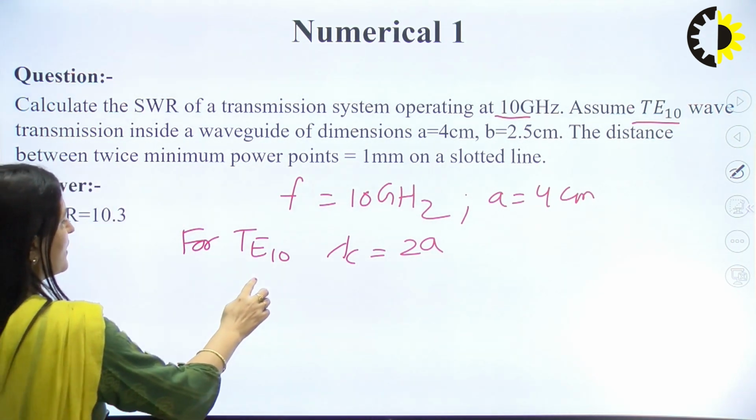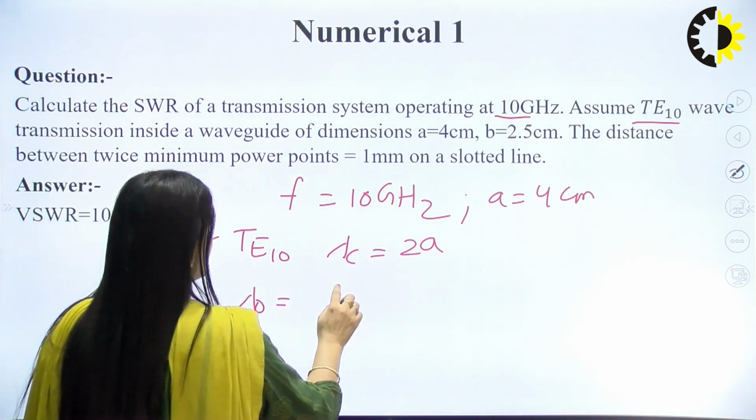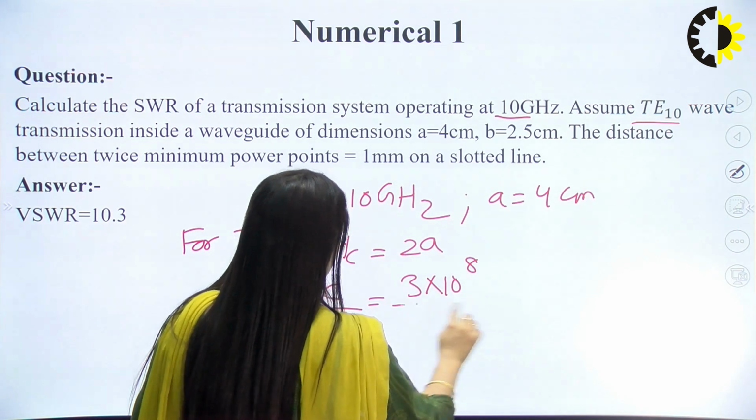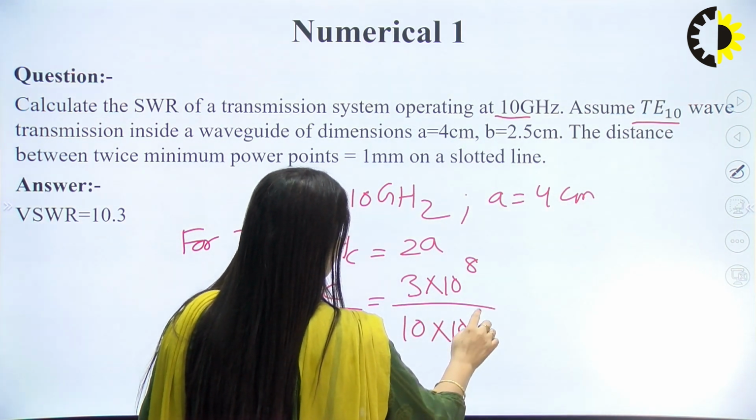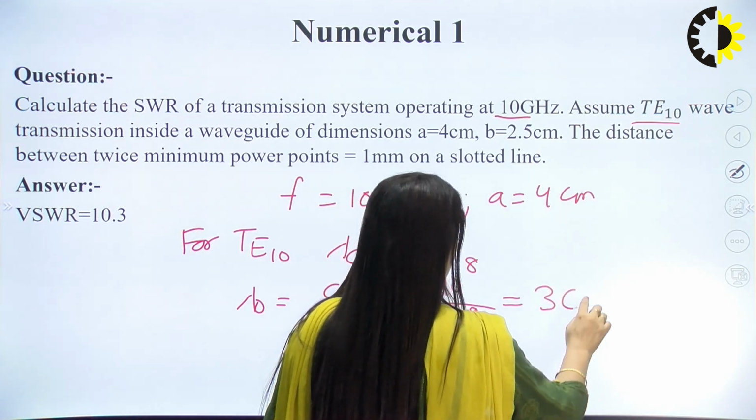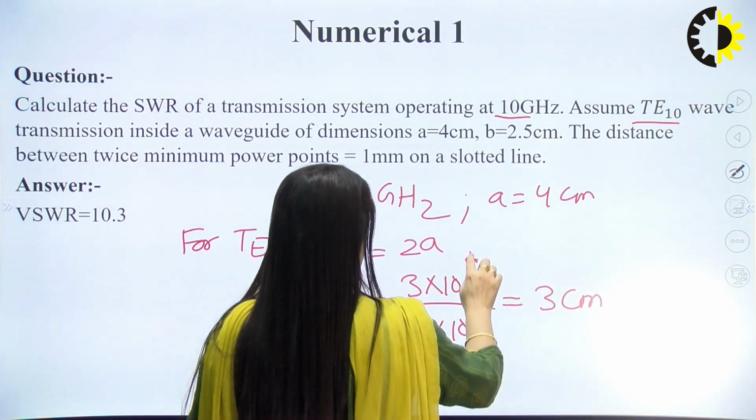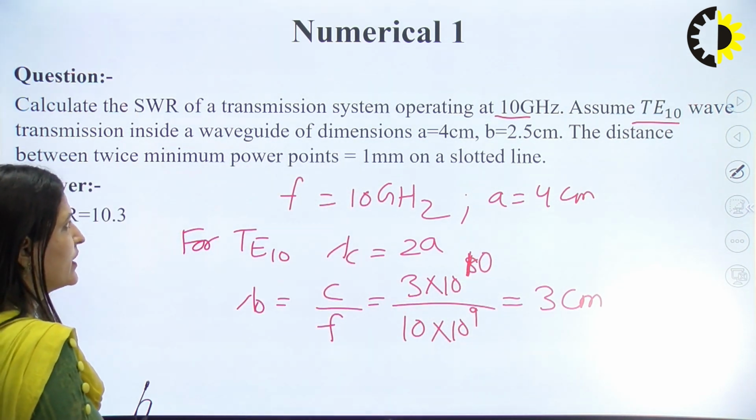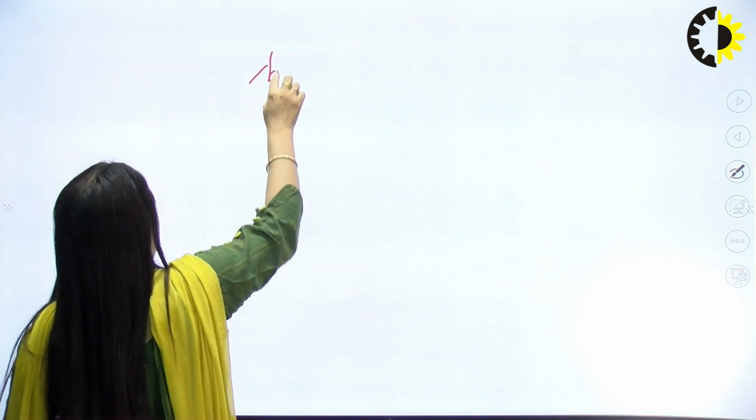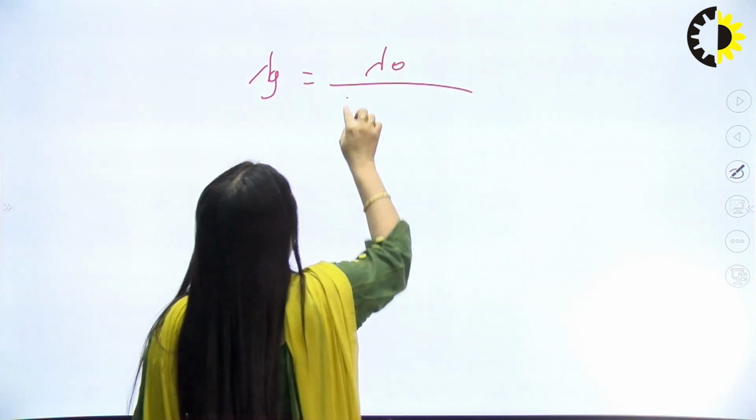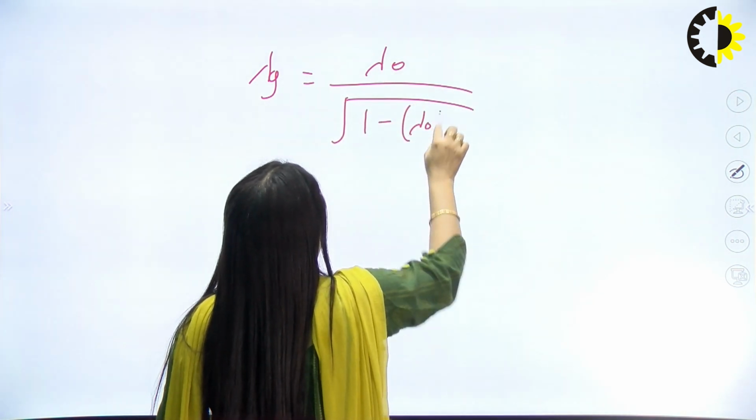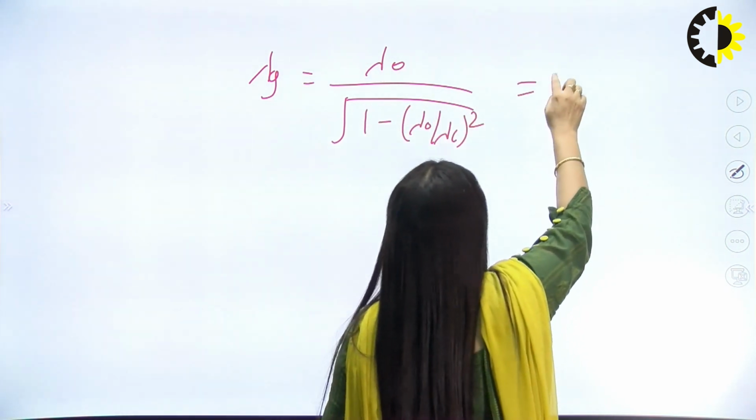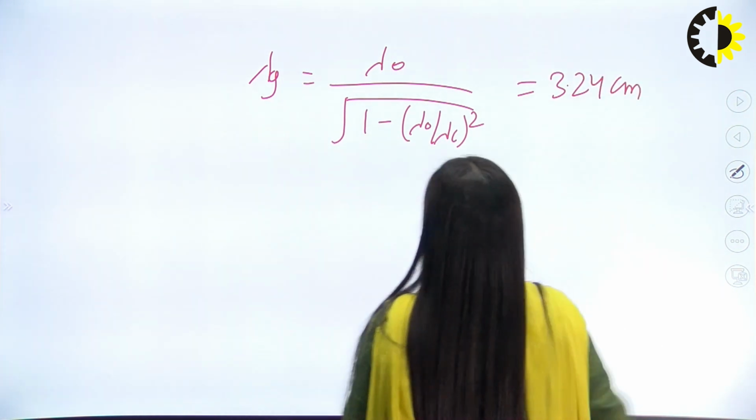After that, we can find out the lambda naught. Lambda naught is equal to C by F. So C is 3 into 10 to the power 8, and F is equal to 10 into 10 to the power 9. It comes out to be 3 centimeter. Take it in centimeter. So it comes out to be 3 centimeter, right? Lambda naught we have calculated. So the relation of lambda G is equal to lambda naught upon the square root of 1 minus (lambda naught upon lambda C) whole square. All values we have calculated. So it comes out to be around 3.24 centimeter, right?